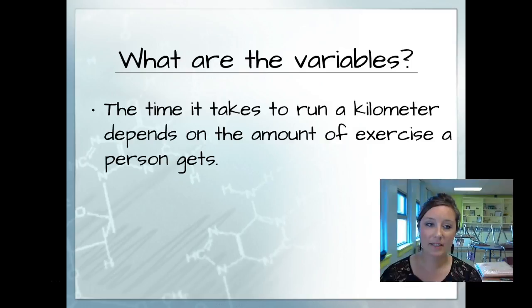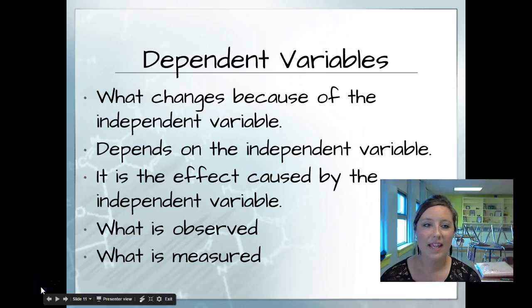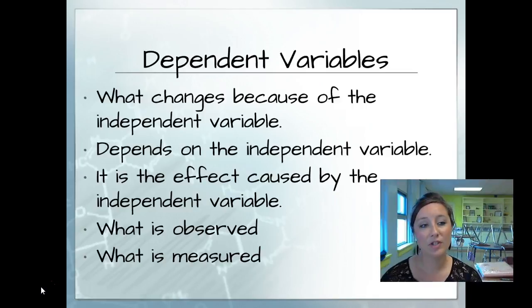We're going to skip this practice, but this is one question that we're going to do in class, identifying the independent variable. The dependent variables, those are what changes because of the independent variable. So this really is going to depend on the independent variable. That's how it gets its name. You can kind of think about this as like the cause and the effect. If the independent variable is the cause, the dependent variable is the effect. So it's the effect caused by the independent variable. These are usually the things that we're observing, and these are the things that we're measuring in our investigations.